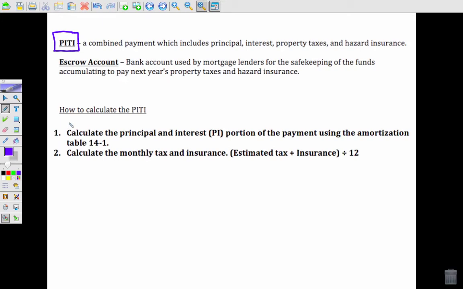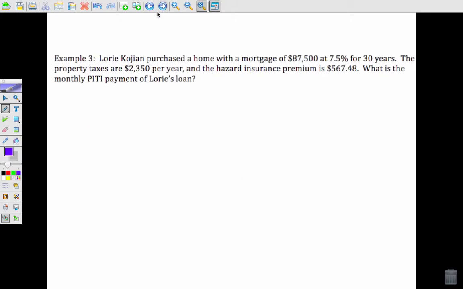Okay, here's how you calculate your PITI. Well, first of all, we're going to need to calculate the principal and interest portion of this payment. This is just your monthly payment. What is the monthly payment? We're going to still use table 14.1. And then you can calculate the estimated taxes and insurance for 1 month. To do that, you will take all of the estimated tax and insurance and divide it by 12. The division by 12 is what gives you the monthly amount.